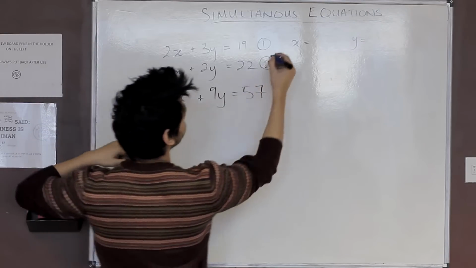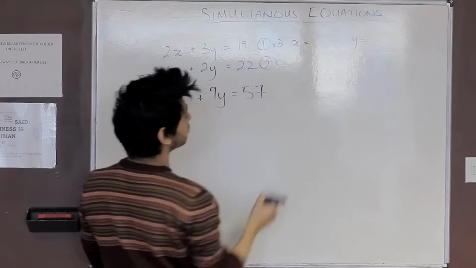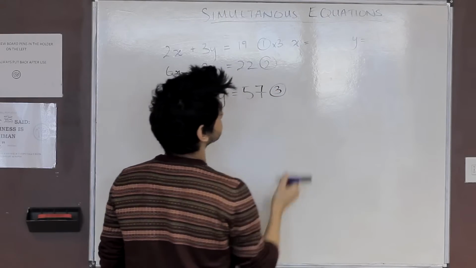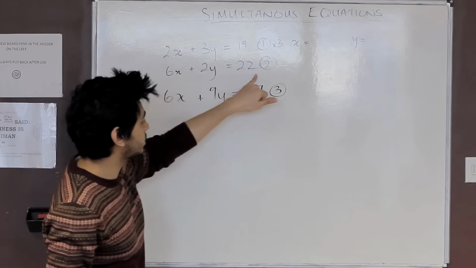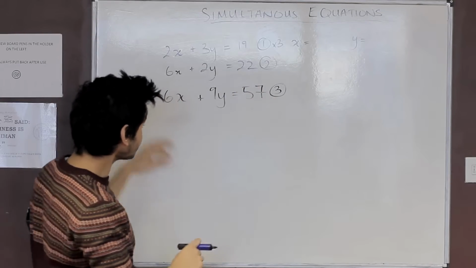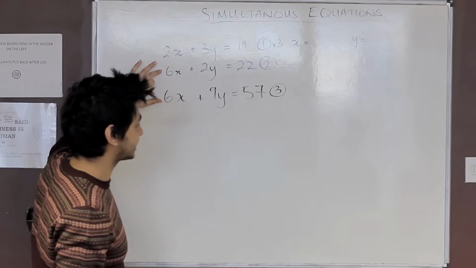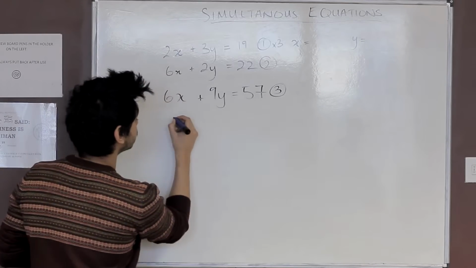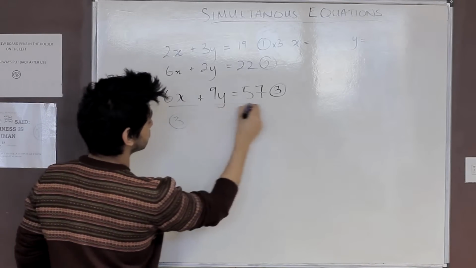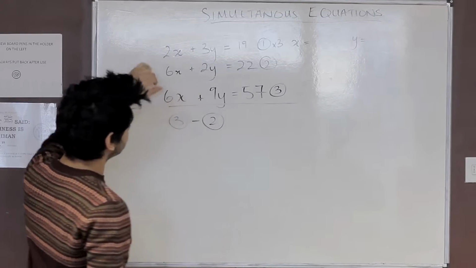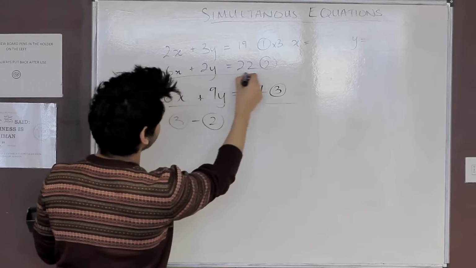What I've done is I've multiplied the first equation by 3, and I've got this. I'm going to label this as our third equation. Now if we compare our second equation and our third equation, we see that they both have 6x. What we can do now is eliminate this 6x. To do this, we're going to take our third equation and take away our second equation. So this line, take away that line.